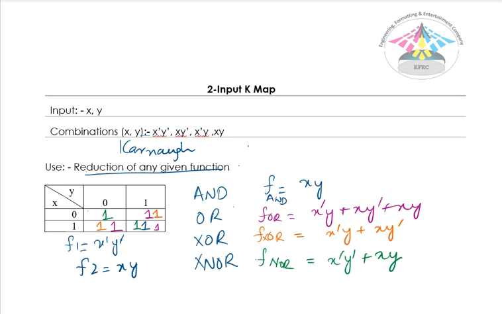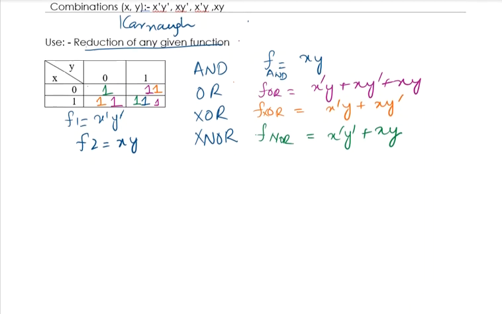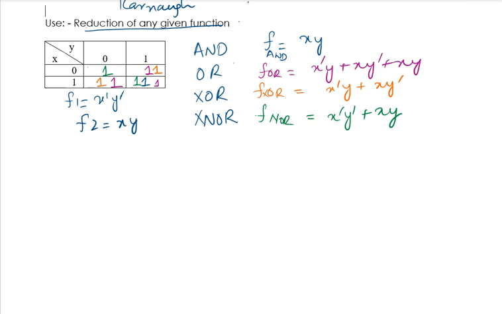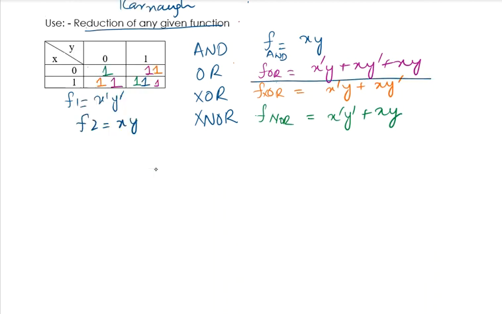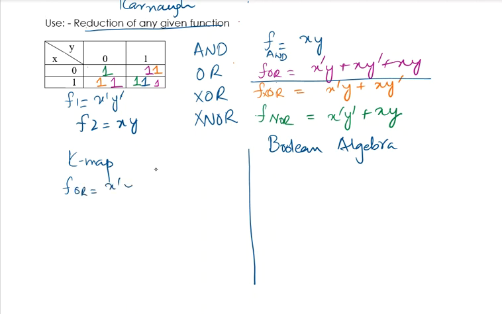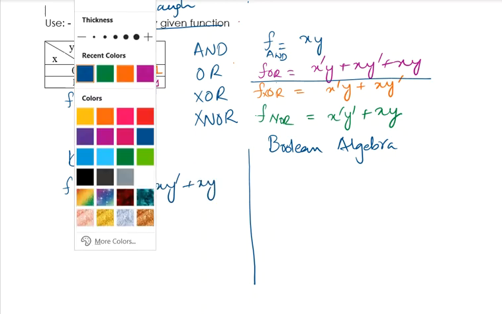As I mentioned earlier, this Karnaugh map can be used to reduce the function. So now let's reduce them, and as an example, let's use the OR functionality. We will reduce using the Karnaugh map, and also reduce using Boolean algebra. So our F OR is equal to X dash Y plus XY dash plus XY.